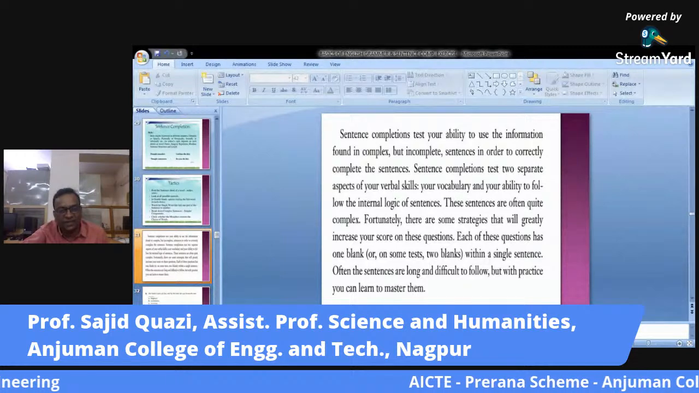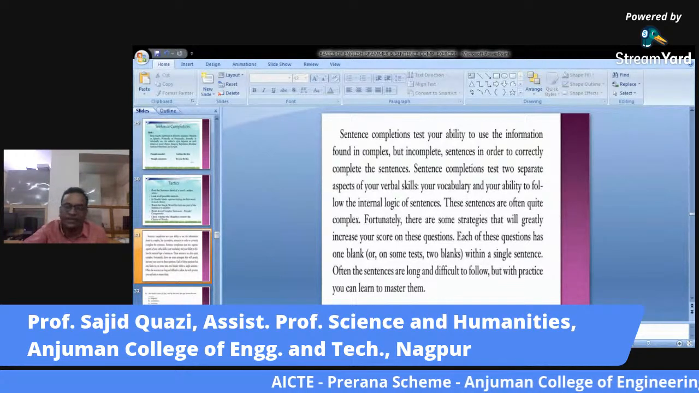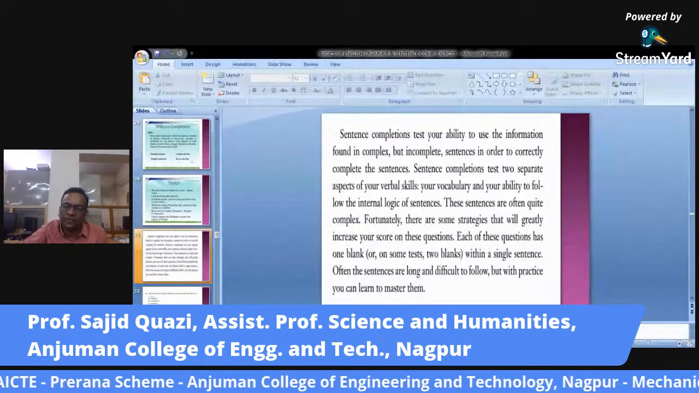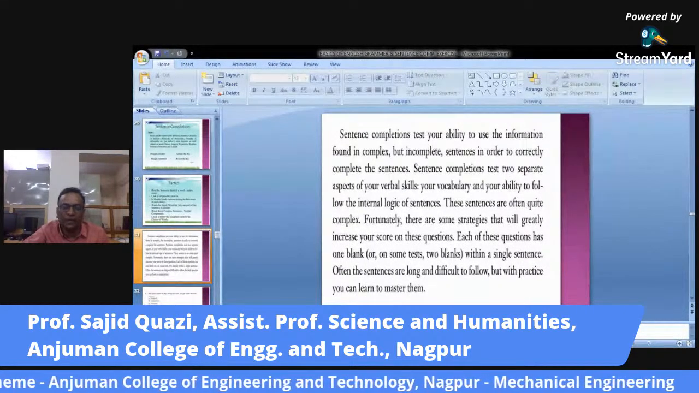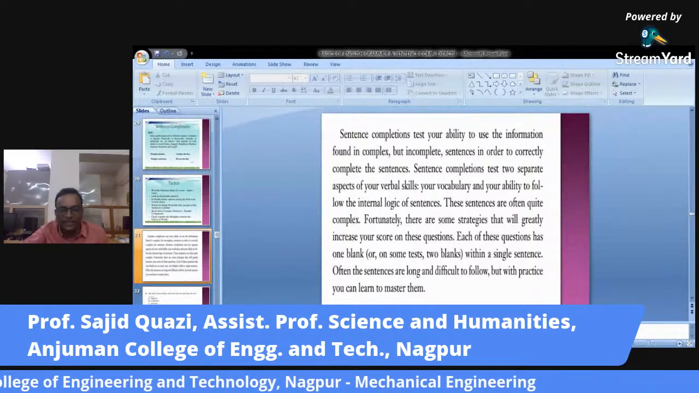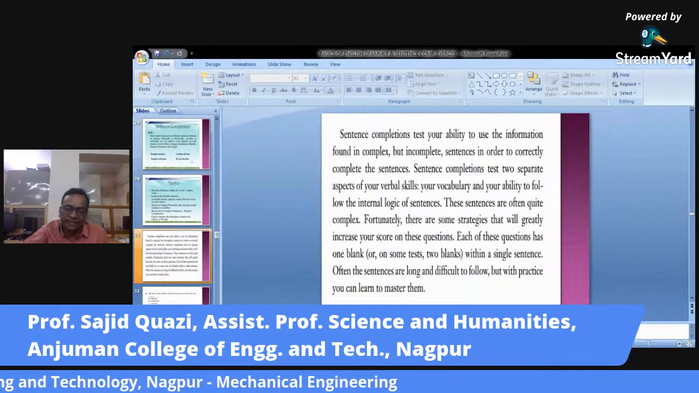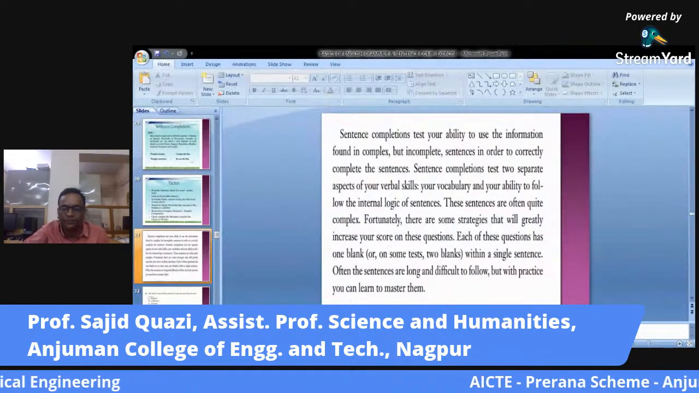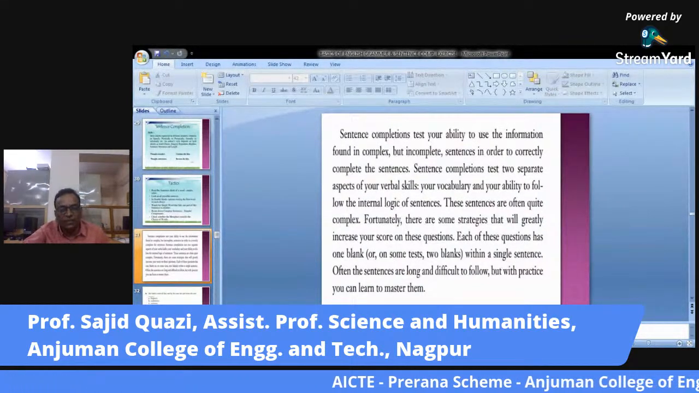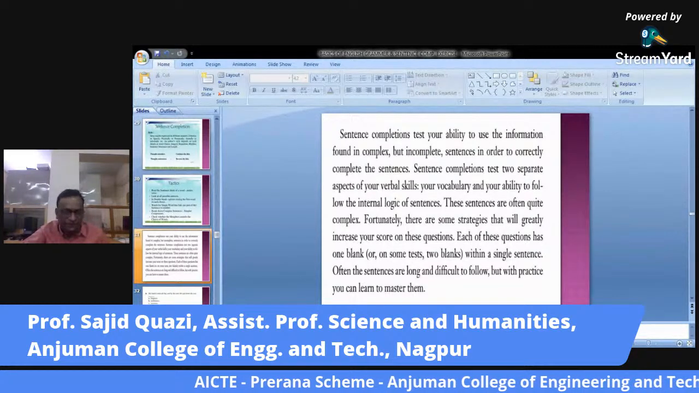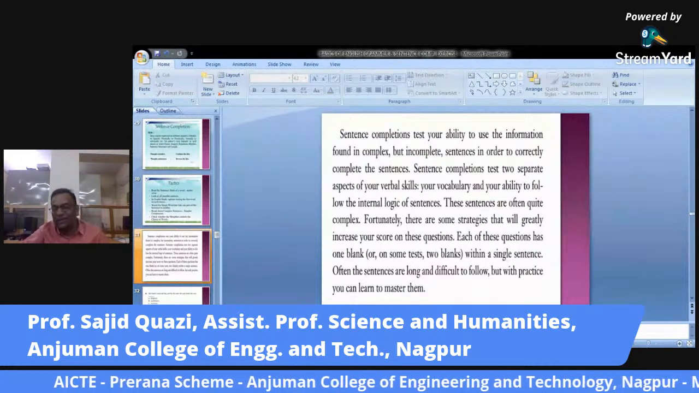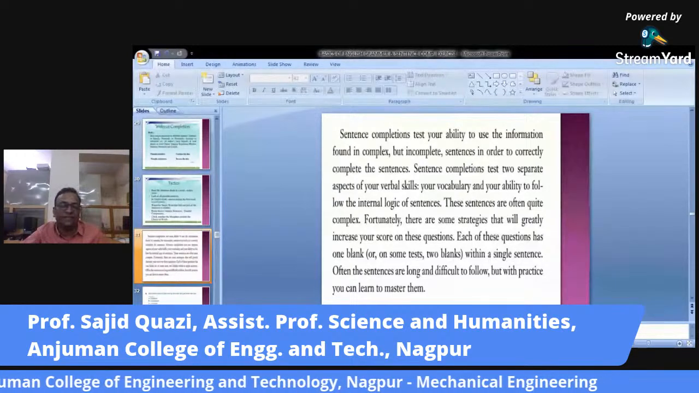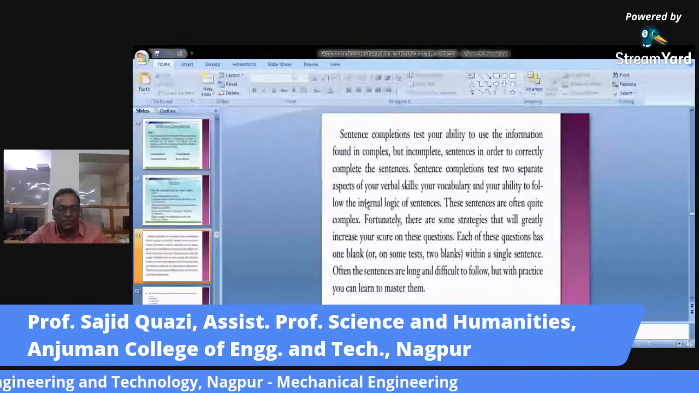These sentences are often quite complex. Fortunately, there are some strategies that will greatly increase your score on this question. Each of these questions has one blank, or on some tests two blanks, within a single sentence. Often the sentences are long and difficult to follow, but with practice, you can learn to master them. So we will practice a lot with the help of the following strategy. We will solve this problem.